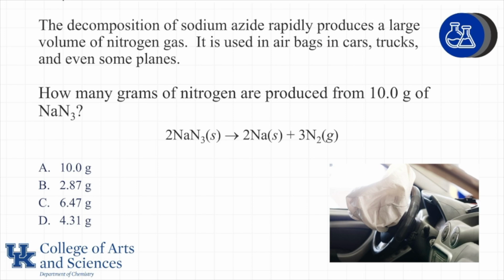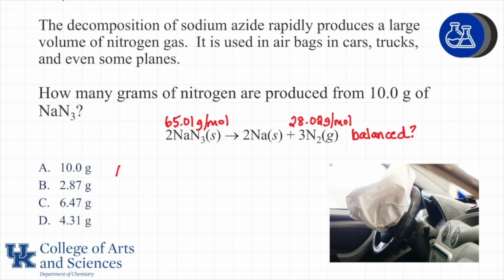Now, how many grams of nitrogen are produced from 10 grams of NaN3? First, we need to see if the equation is balanced, and when we check through, we see that yes, it is in fact balanced. We know the molar mass of N2 is 28.02 grams per mole. We did that on the previous question. And we can find the molar mass of NaN3, which is 65.01 grams per mole.